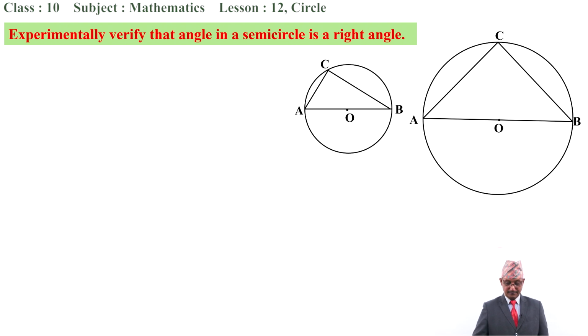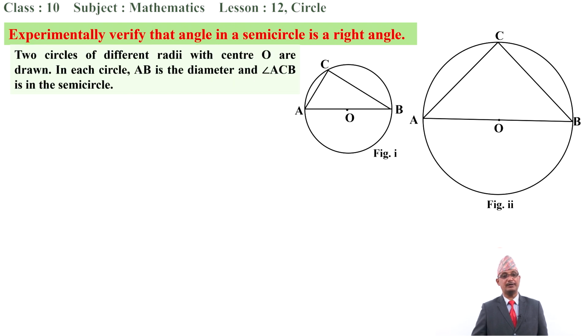So, this is figure 1, this is figure 2. Firstly, we describe the figure. What we have done? We have drawn two circles of different radii, but the center of each circle is O. In each circle, AB is a diameter. Why have we taken the diameter? Because a diameter divides a circle into two semicircles. That's why, to get an angle in a semicircle, we must draw a diameter. And in both figures, angle ACB is in the semicircle.